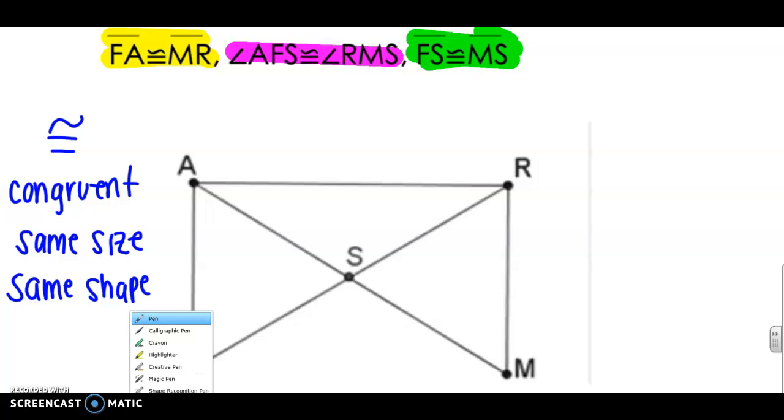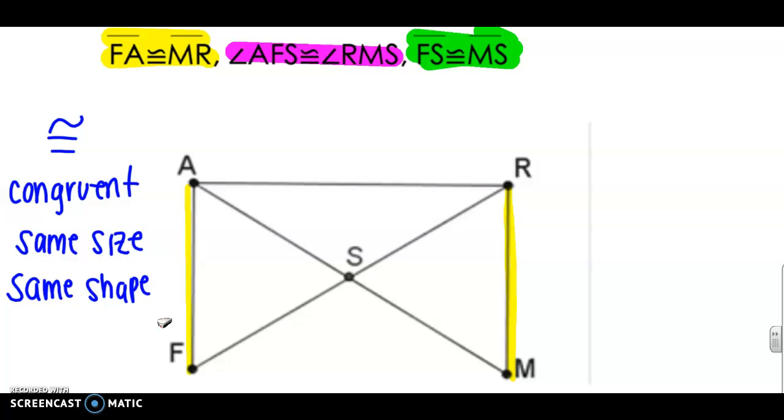So first we need to find those segments on the picture. So I'm going to highlight them in yellow. So line segment FA is right here. Remember, a line segment has a beginning and an end. And then line segment MR is over here. It has a beginning and an end. Just by looking at the picture, those two line segments do look like they're the same size and the same shape. But we can't assume that. The picture has to tell us that.